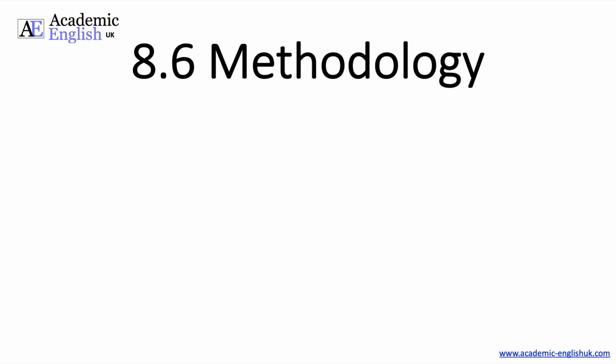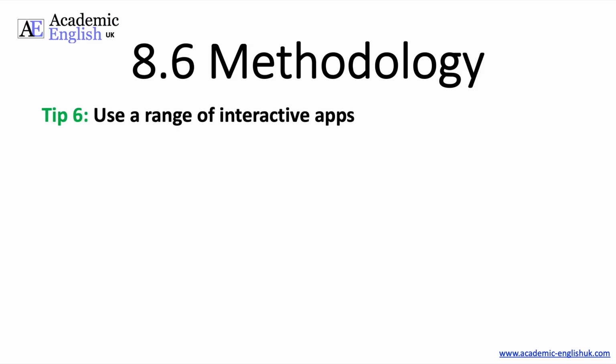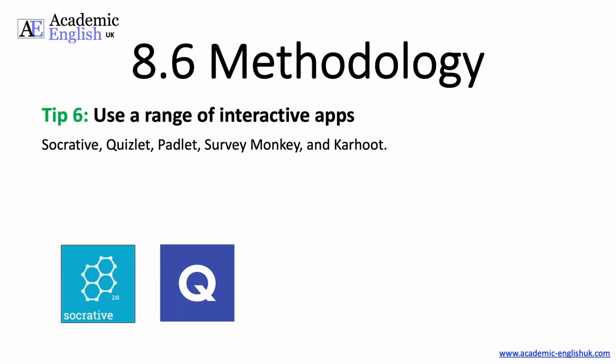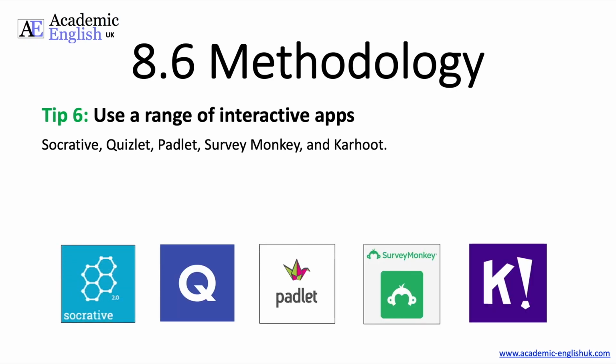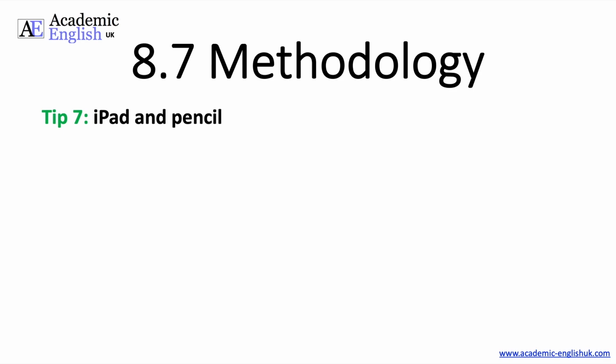Okay, tip 6 is use a range of interactive apps. So, things like Socrative, Quizlet, Padlet, SurveyMonkey and Kahoot are all great apps to create variety. Anything that breaks up the monotony of the online class and adds a different perspective is a good investment to improve motivation.